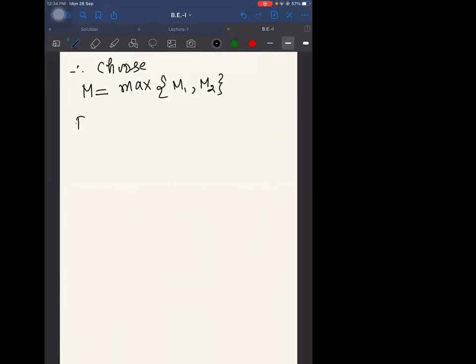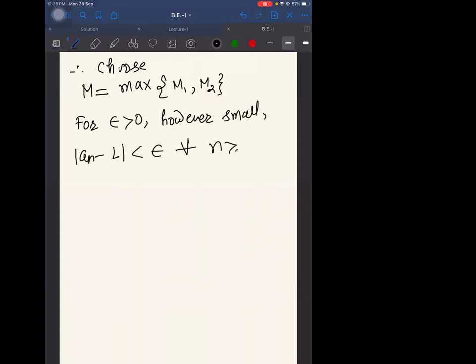That means for epsilon greater than 0, however small, an minus L would be less than epsilon for all n greater than m, and bn minus L is also less than epsilon for all n greater than m. Is it okay? Is it right?